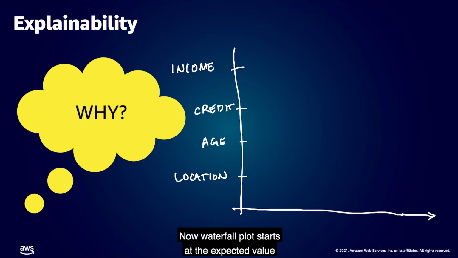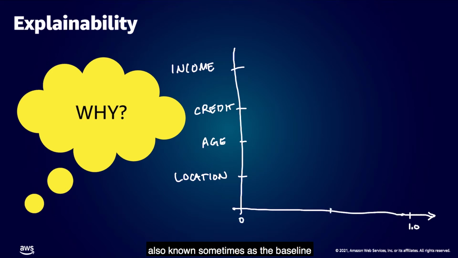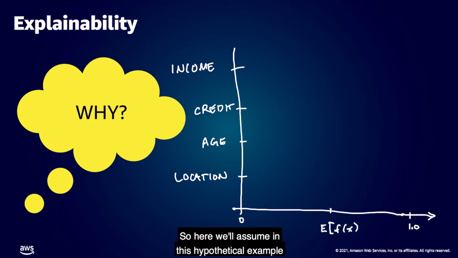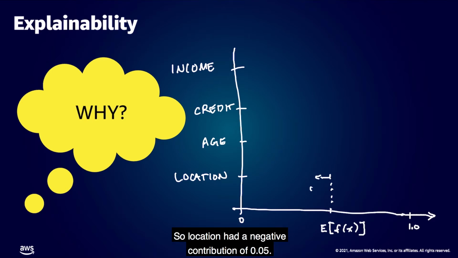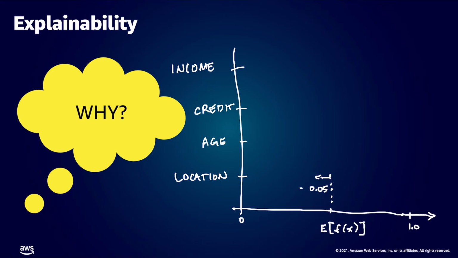Now, a waterfall plot starts at the expected value, also known sometimes as the baseline of the machine learning model. So here we'll assume in this hypothetical example that the baseline or the expected value of the model is 0.5. And we look at the individual contributions of each input variable. So location had a negative contribution of 0.05. Next, we come up to age. Age also, in this hypothetical example, had a negative contribution of 0.15.